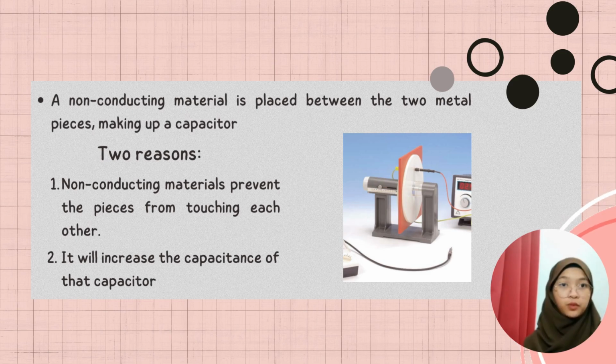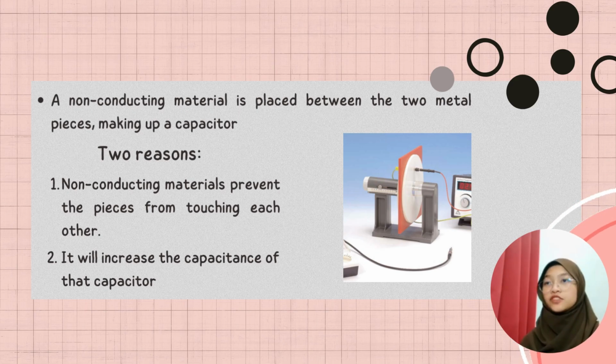So why are they built that way? There are two reasons. First, the non-conducting material prevents the pieces from touching each other, which is important because if the pieces of metal were touching, no charge would ever get stored since you would have completed the circuit. Second, it increases the capacitance of the capacitor.